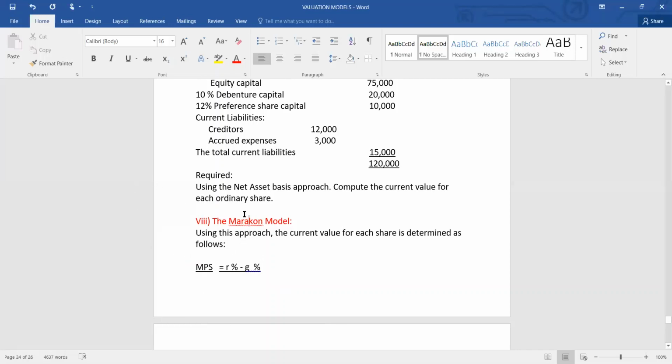Is it possible for you to work out the value of a share, book value of a share, using the formula I've given up there? Yes. Yes. You mind please working it out for me? Confirm the answer.